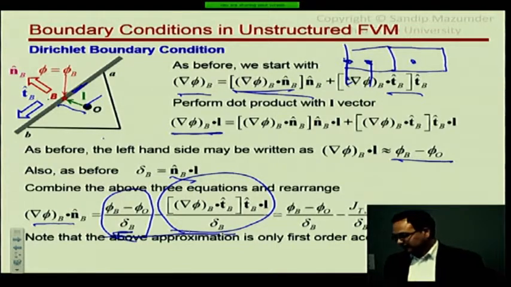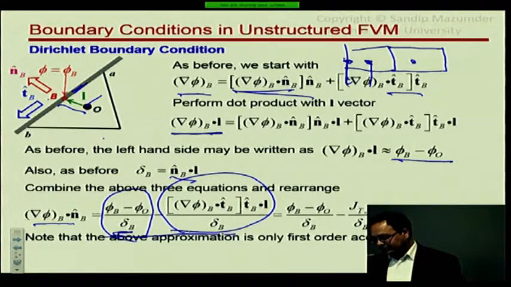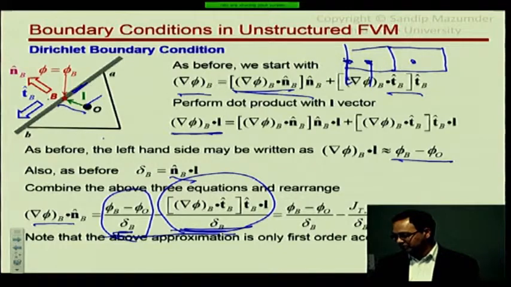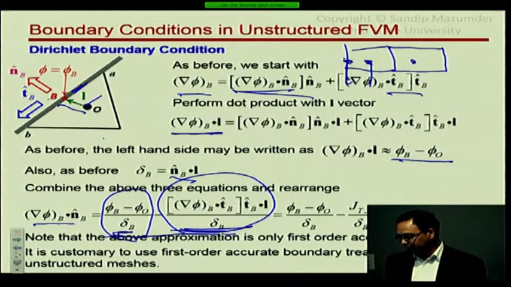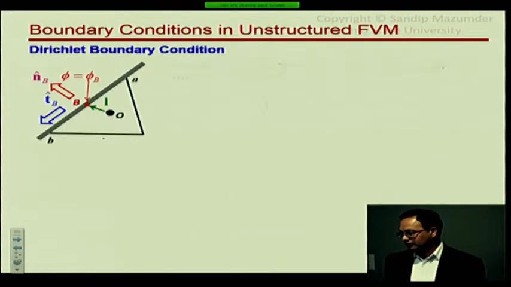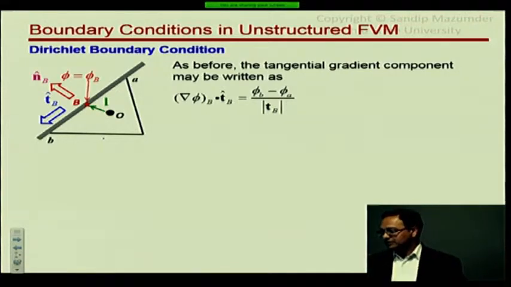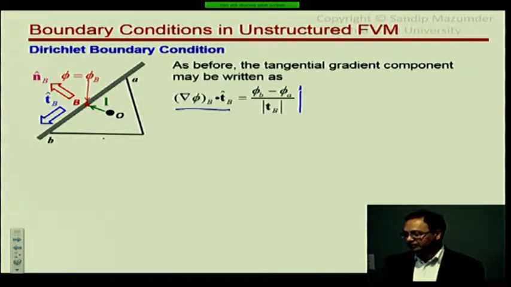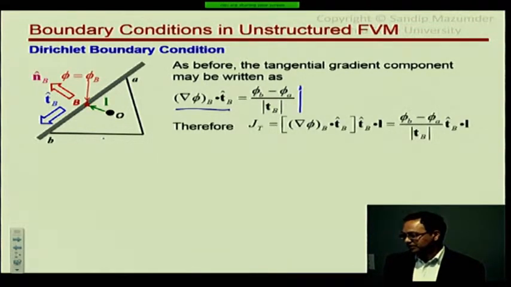So that's one thing to remember for an unstructured formulation, especially if you're using triangles. It's kind of difficult to do. Now we get to this term, which is your tangential flux. What do we do with that? This guy here is again just like before, phi B minus phi A divided by the length of that tangent, which is nothing but the area of the boundary face. And so my JT becomes that.